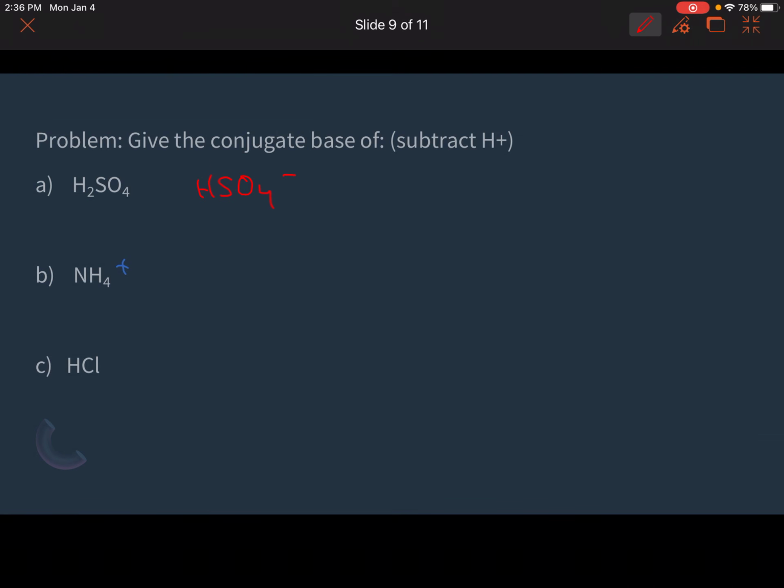Pause the video. So now NH4 plus, if we were to take away an H plus, we're going to end up with NH3 plus, but then you take away the positive, so it's just NH3. HCl, take away an H plus, we end up with Cl minus. So the conjugate acid-base pairs, again, always differ by that one H plus.